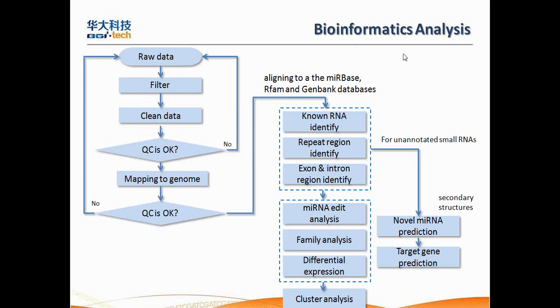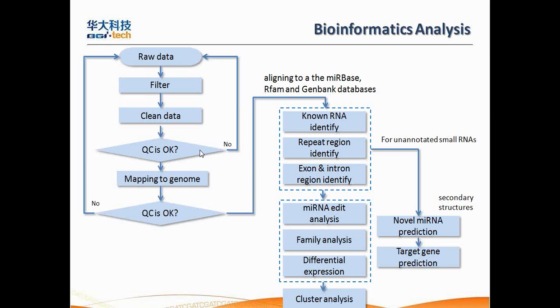So this is the bioinformatics analysis pipeline for small RNA sequencing. This is the raw data from the sequencing analyzer. The first step is filtering: we filter the low quality reads, filter the adapters, and filter those with contamination. After all this filtering, we get the clean data, and we do a quality check.